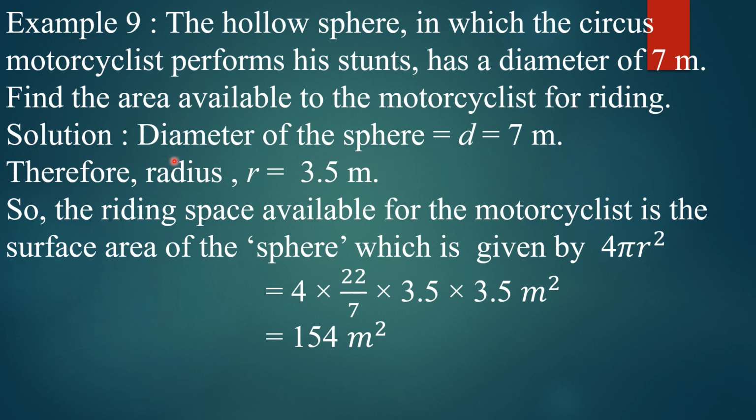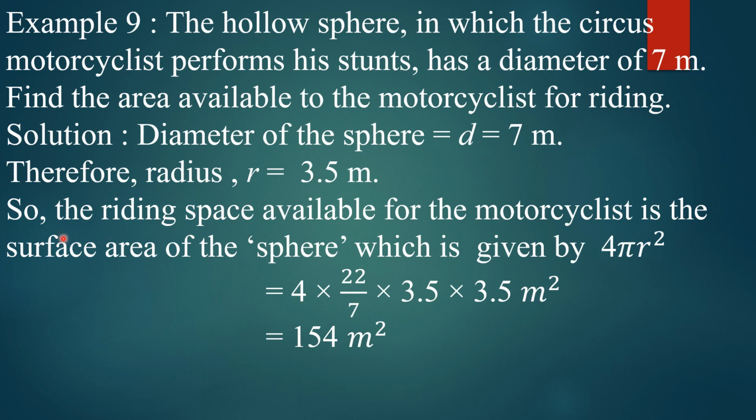What is given in the question? Yes, diameter of the sphere, that is equal to d, is equal to 7 meters. Therefore, radius of the sphere is equal to 7 by 2. What is the 7 by 2 value? 3.5 meters. Understood this step, my children? This was not given. We have found. Understood this step, my children?